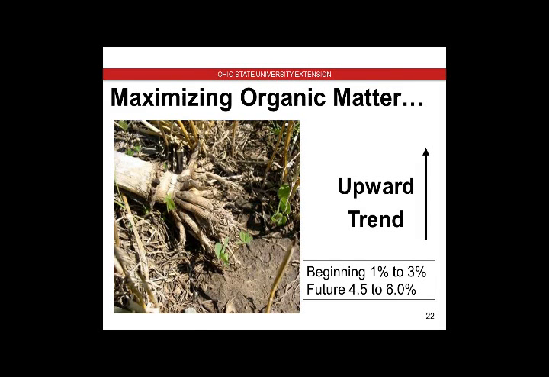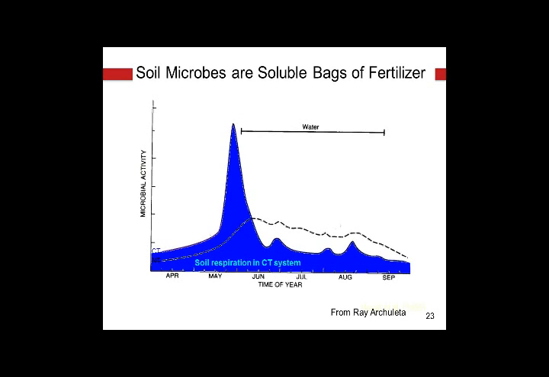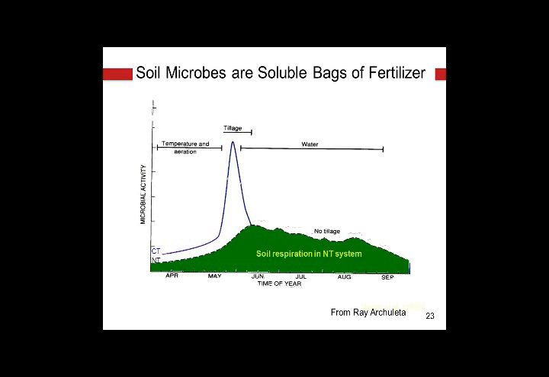I'm going to finish up here real quickly. This is my last slide. Soil microbes are soluble bags of fertilizer. When we're in a conventional tilled system, look at what's going on here with the temperature and the aeration. If you're going to try to have microbes in the soil, we would prefer to have those soluble bags releasing those nutrients slowly over time.